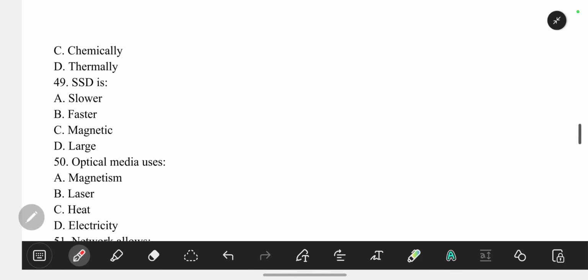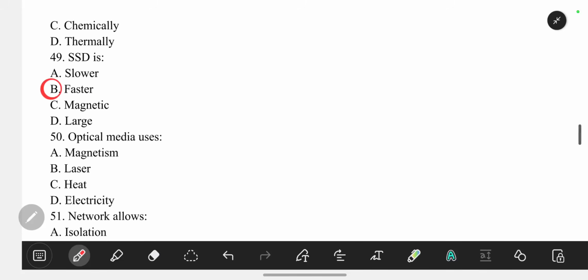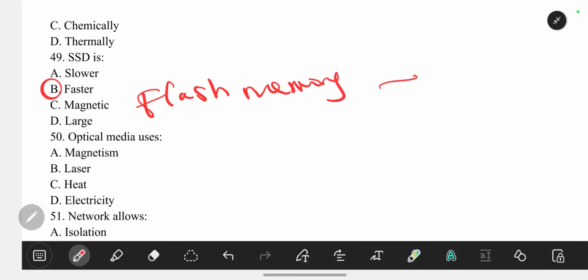Then SSD is generally faster, it is not made up of moving parts. So that's SSD. This one uses what we call flash memory. It is not made up of moving parts, it's static. That's why it's a solid state drive.